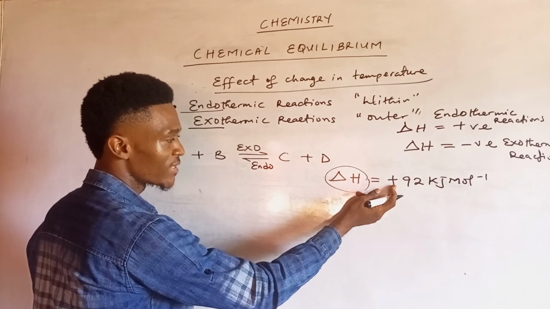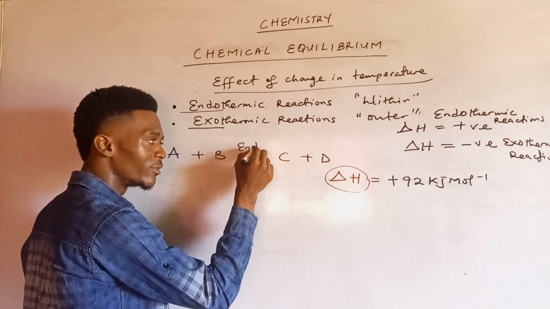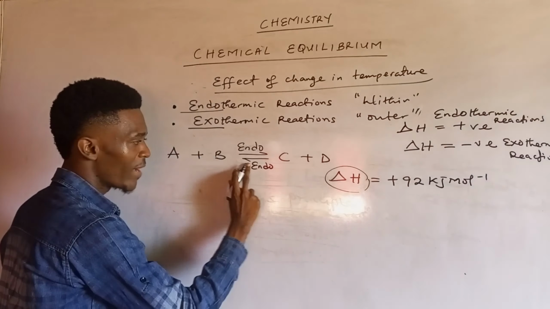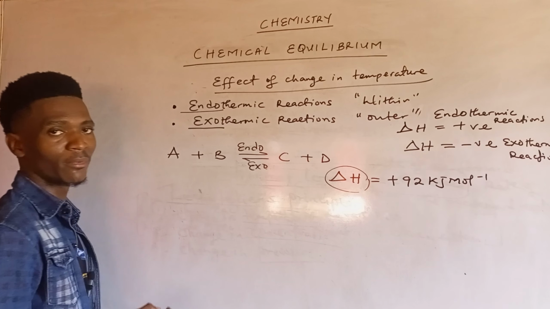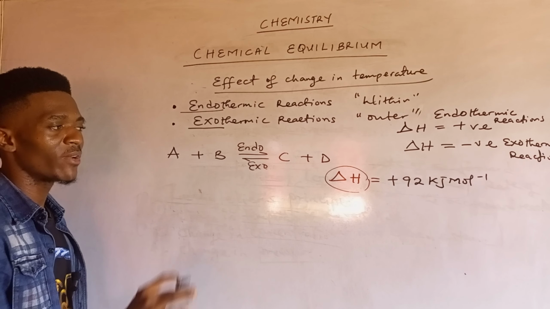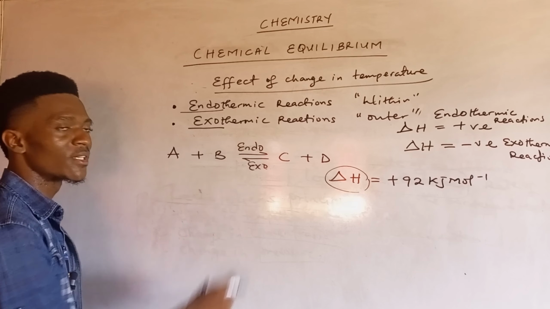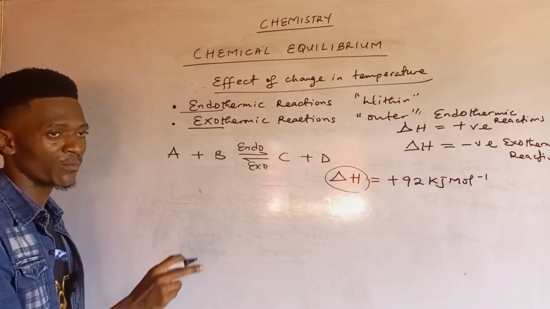So since here is positive, then automatically I'm going to erase this and write endo. Remember, endothermic, delta H is always positive. So while automatically the backward will be exo. You get the point? So that's what it means. So whenever you are having positive value of your enthalpy, which is delta H, then of course your forward reaction is endo. Then when it is negative, forward is exo.